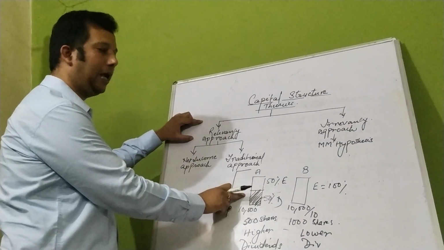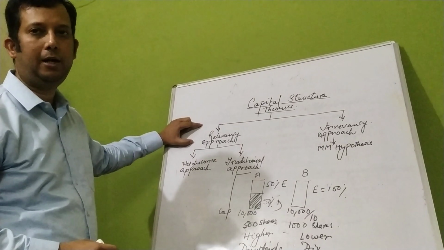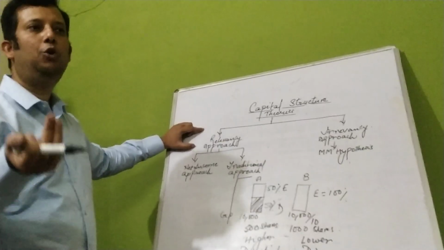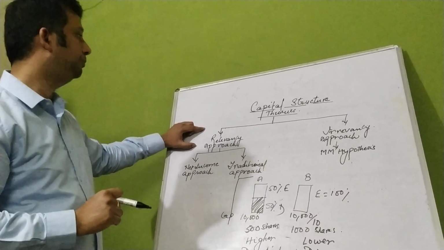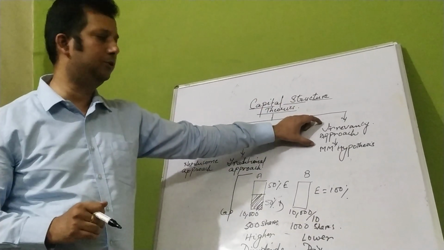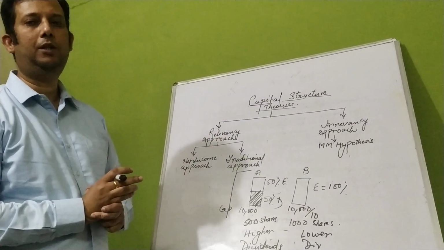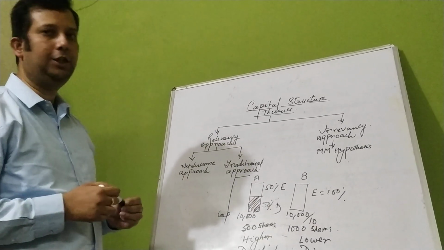So if in the capital structure there is debt, their shares will have a higher market value as compared to a similar kind of company which does not have debt in their capital structure. So this is what the relevancy approach says. The irrelevancy approach says that the capital structure will have no impact on the value of the company or on the market value of the shares.